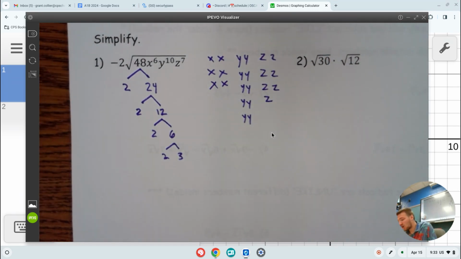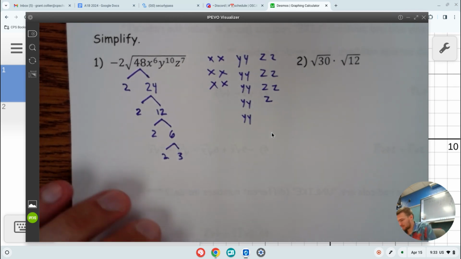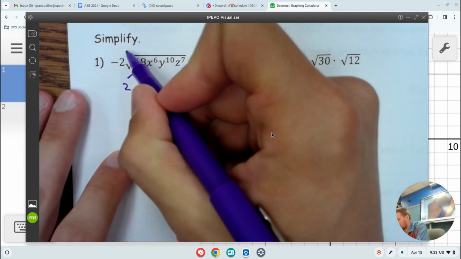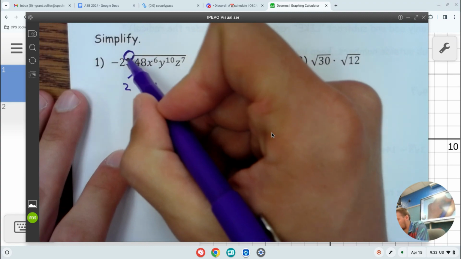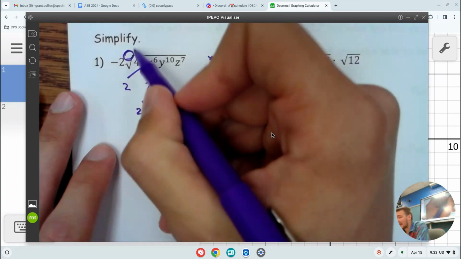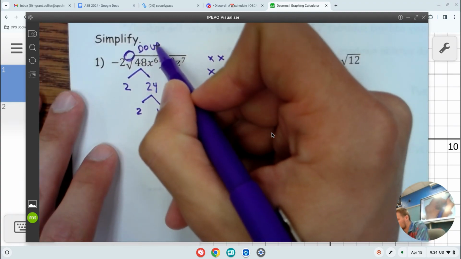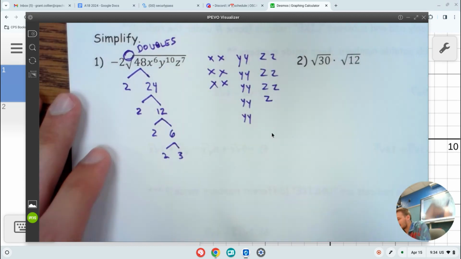Now that we've done all of that, we want to circle and figure out what stuff is coming to the outside. Now for this question, are we circling doubles or triples? So we're always going to look for the index, which is in this little pocket here. If you don't see any number, it's going to be doubles.